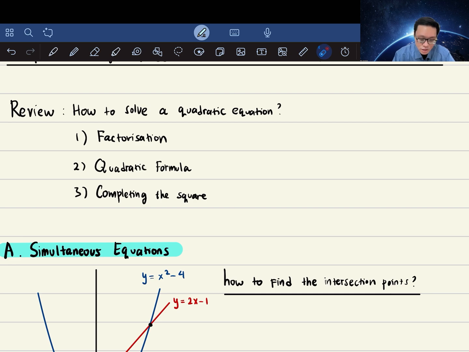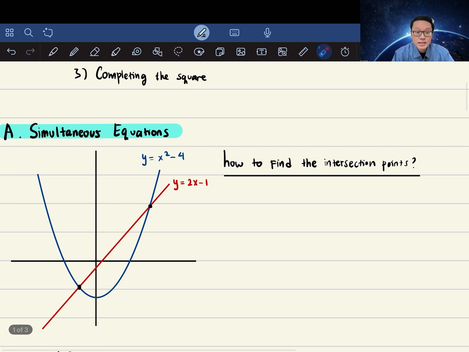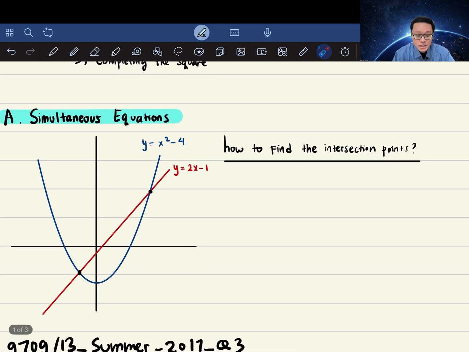Let's look at the first type of equation, which is simultaneous equations. You already learned about simultaneous equations. If you have two equations, or maybe functions, and we want to find the intersection points, what we can do is equate the equations.